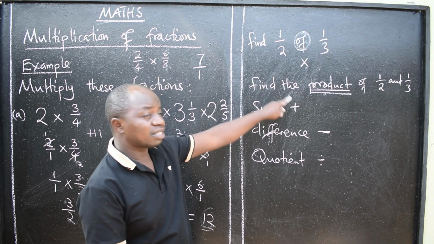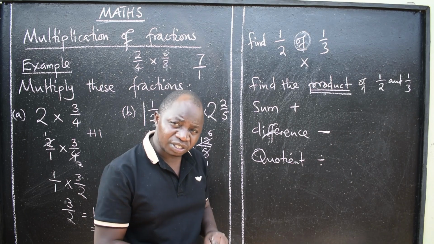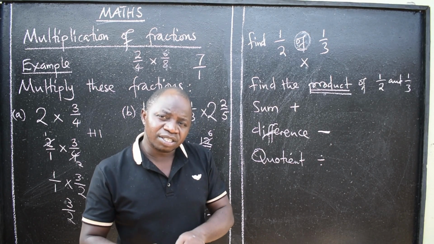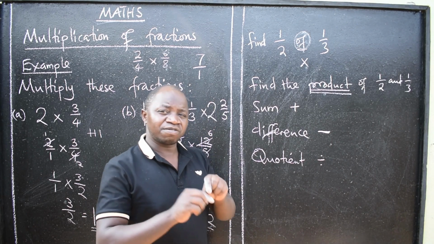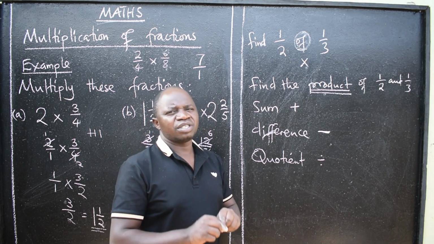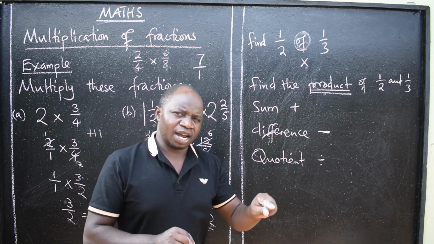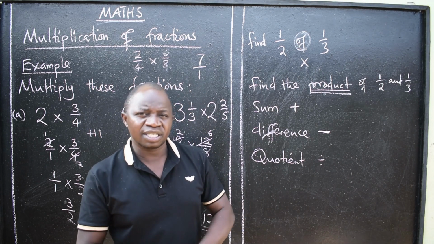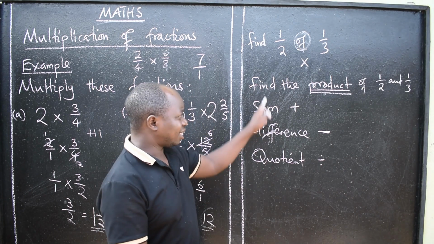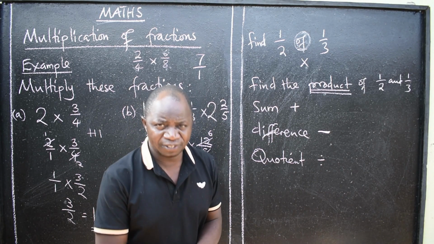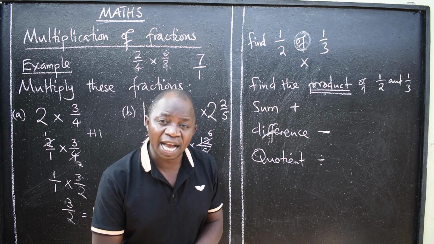I hope these terms are clear. Don't get confused. When we say find the product, multiplication. When we say find the sum, add. When we say find the difference, subtract. When we say find the quotient, divide. That is the meaning of these words. Is that clear?